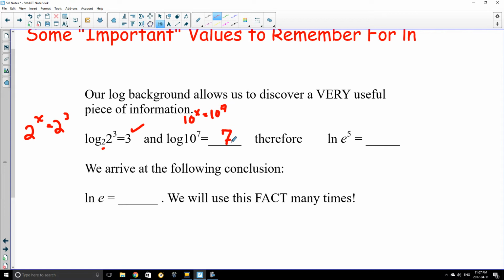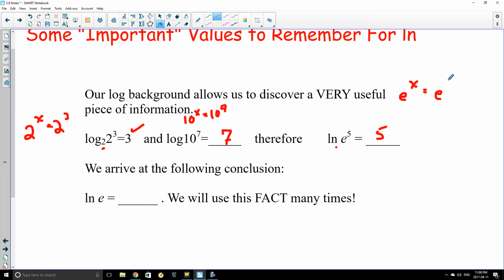Okay, so what if we apply this idea to natural logs? Well, ln of e to the 5 is equal to 5. Why? Well, ln has base e. We don't write that, right? Because it's like base 10 for this log. It's just we know that's what it means. So if we go e, because that's the base here, so e to some power equals the argument e to the 5, it makes sense that this equals 5.